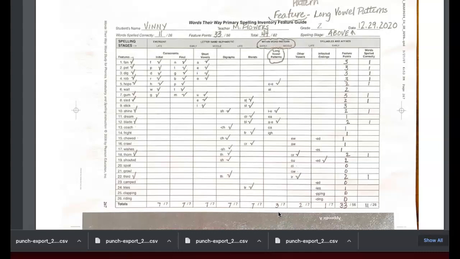Students that miss 2 or 3 features often need work in that area. So that is where you want to start with your instruction.